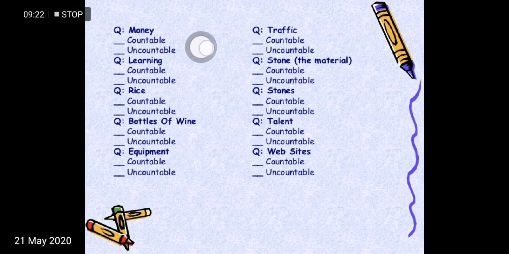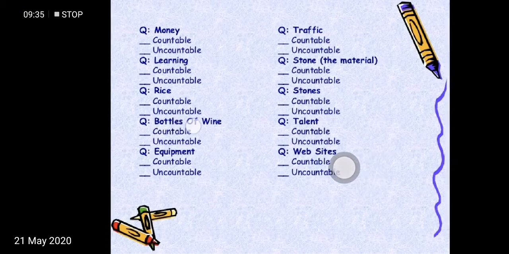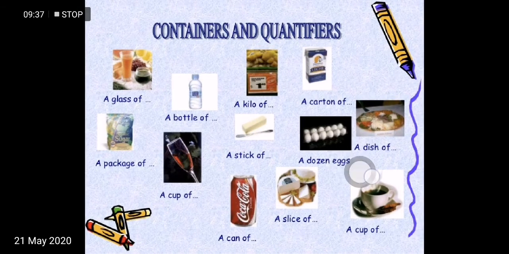Some more words: money, learning, equipment, traffic, stones, talent, websites. So you have to see whether these nouns are countable or uncountable nouns. And we have now containers and quantifiers.